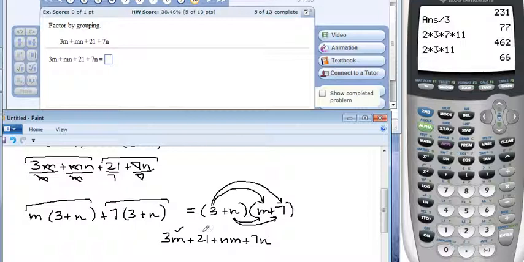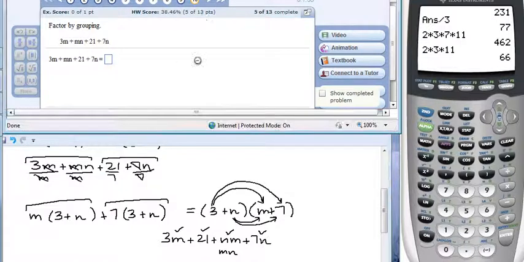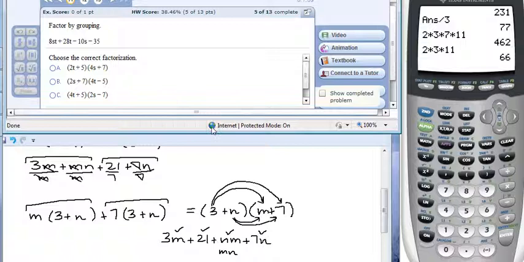I've got a positive 3n. I've got a positive 21. I've got a positive nm or mn. Again, multiplication is also commutative, so mn is the same as nm, right? 3 times 2 is 2 times 3. And I've got my positive 7n. Good job. All right.